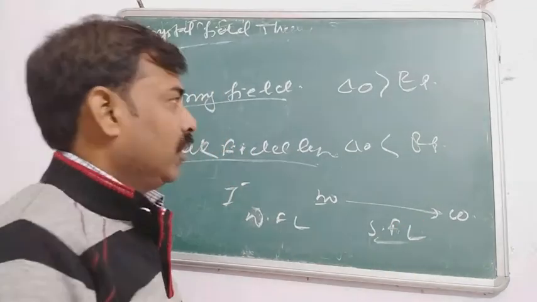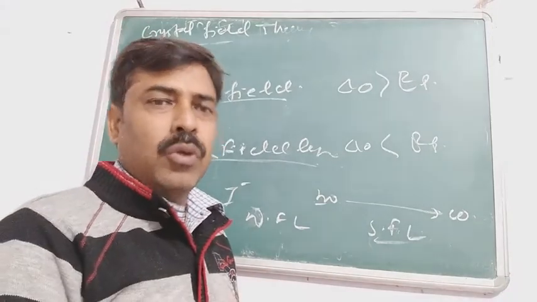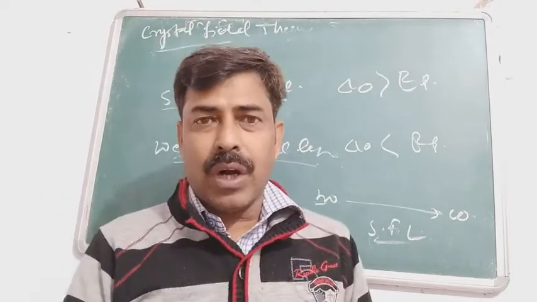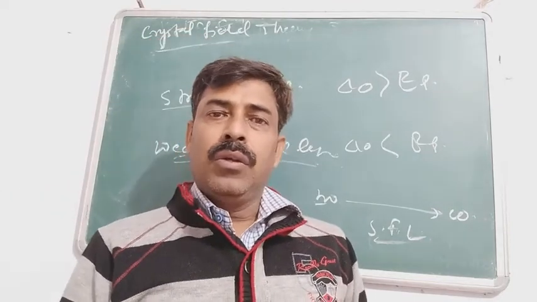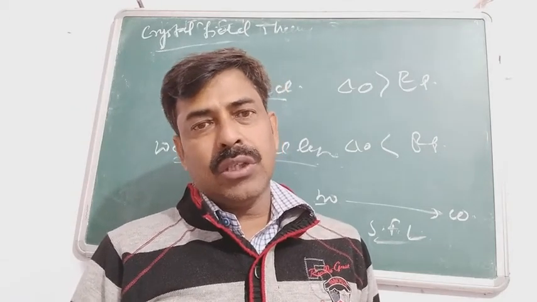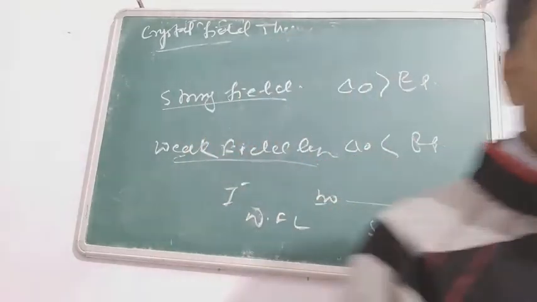And in this way, you can find the nature of the compound. So we are just trying to find the nature of the compound by taking the same example we took in the case of valence bond theory, VBT. This time we are going to discuss the same compound with the help of crystal field theory.